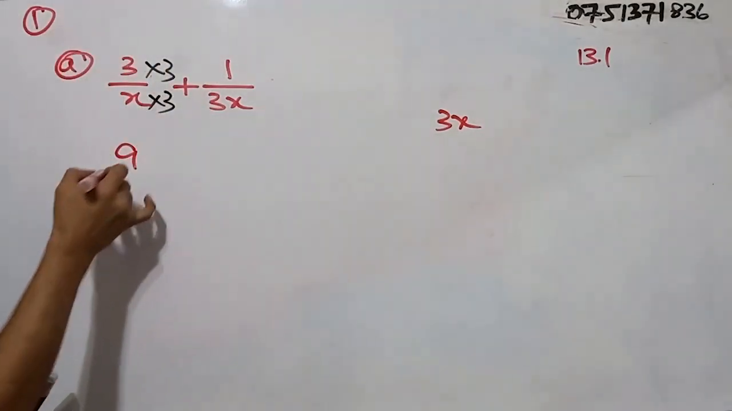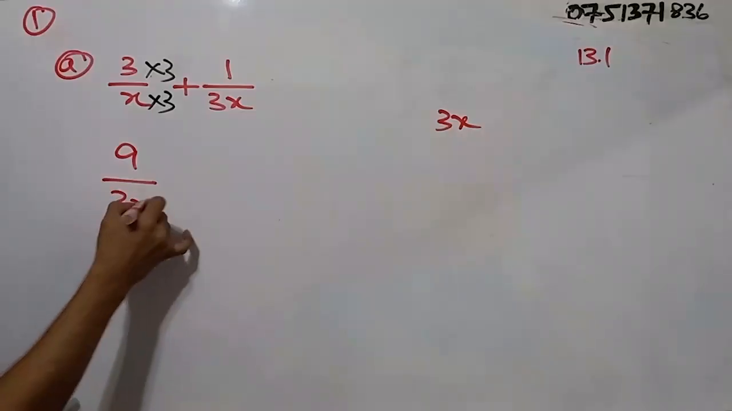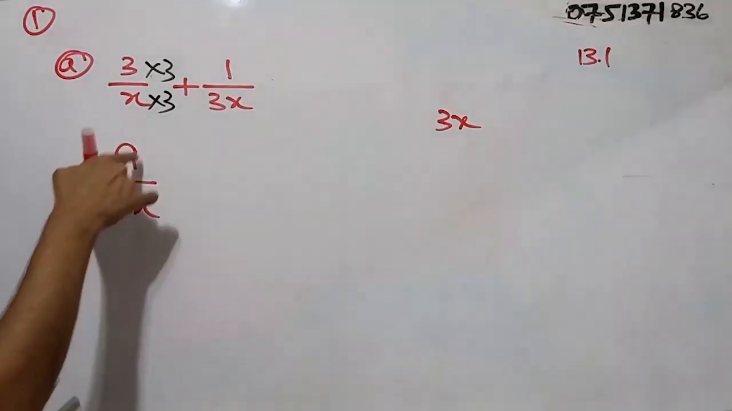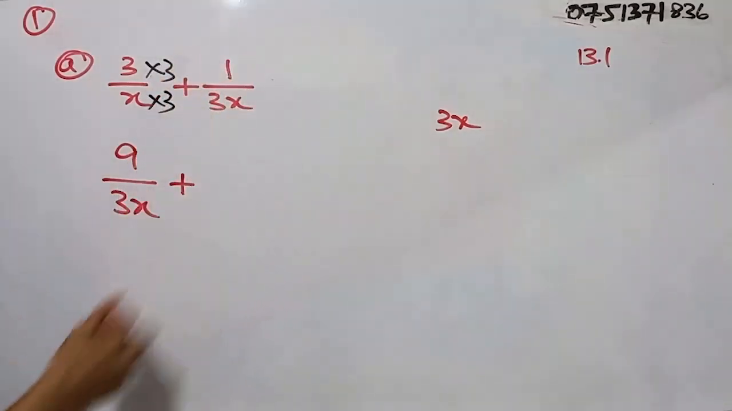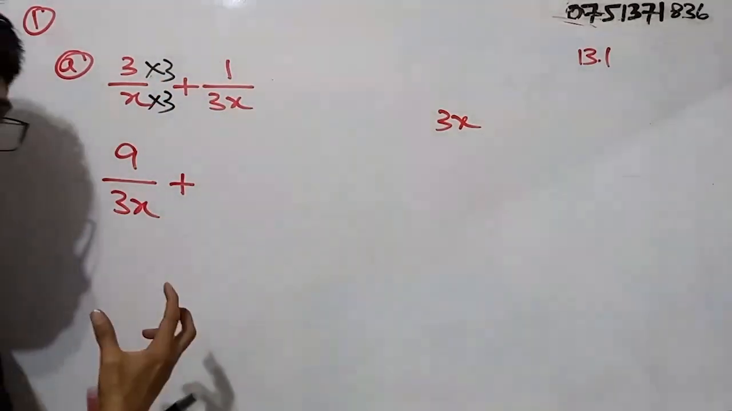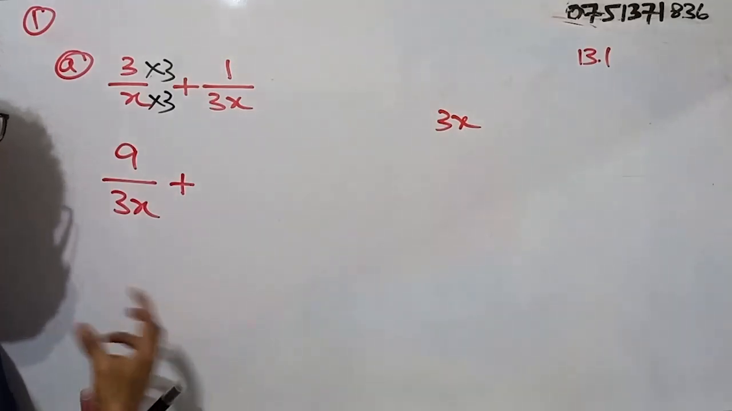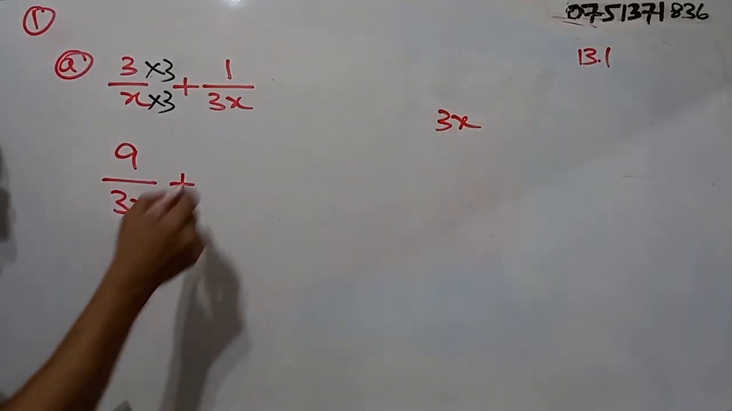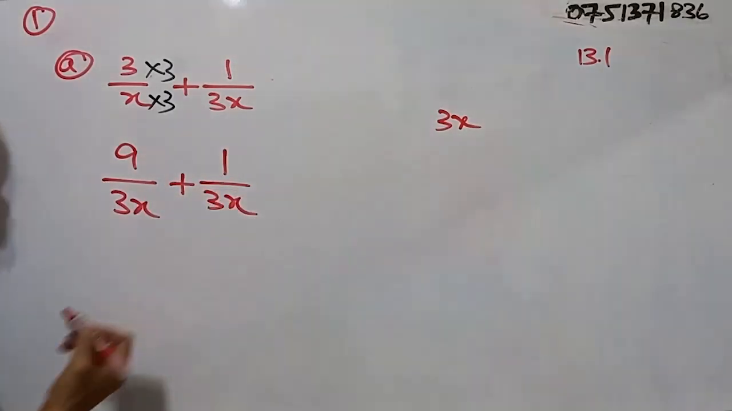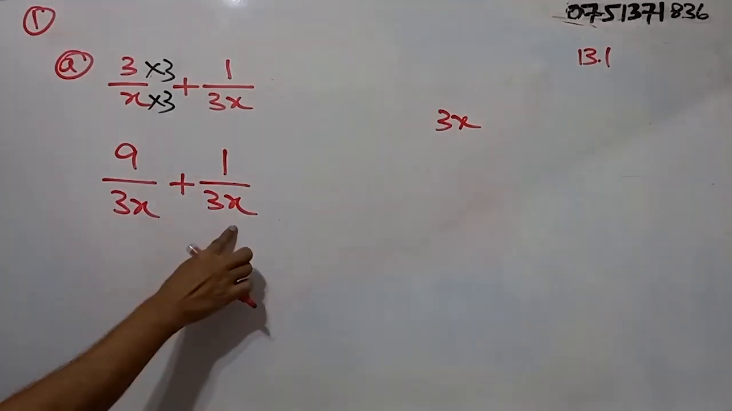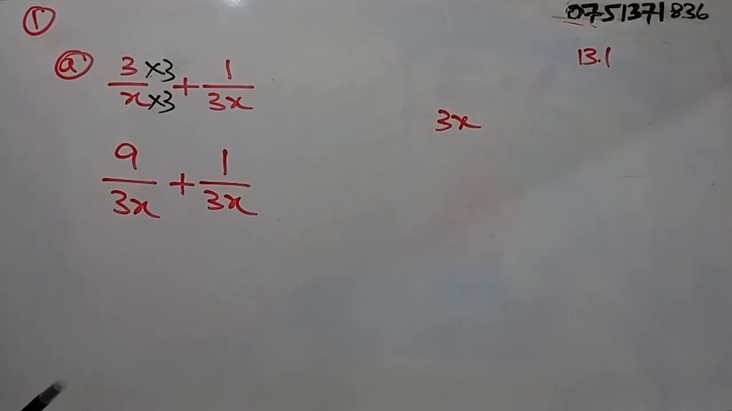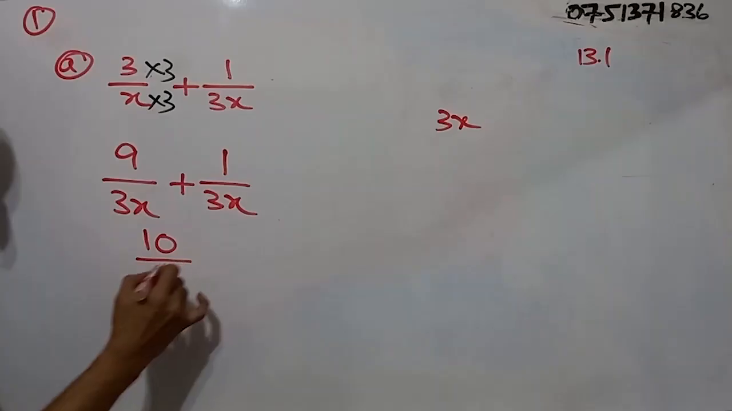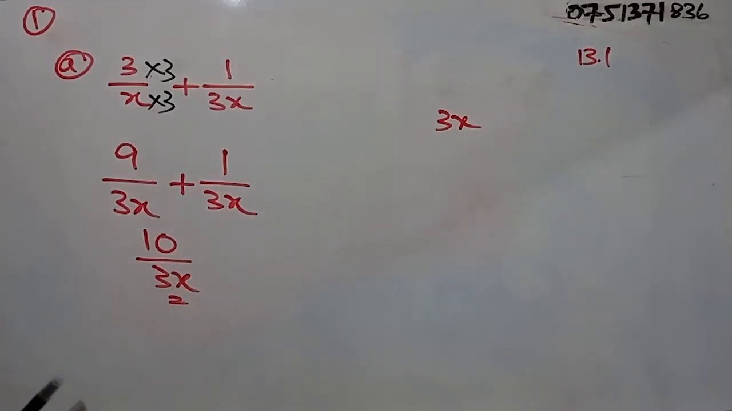3 into 3, that is 9. X into 3, that is 3x. So the outcome will be what? 9 by 3x. Plus, now we come over to the next fraction. So there, the denominator is already a 3x. So no need to do any conversions. So we can simply write 1 by 3x. Now, both algebraic fractions have the same denominator. So we can simply add the numerators. So 9 plus 1, it will be a 10. 10 by 3x. So that will be the answer.